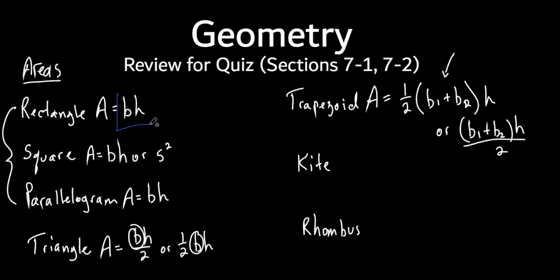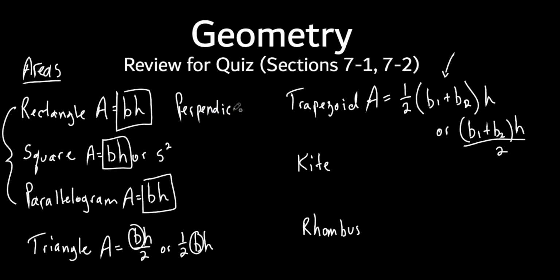One thing I forgot to mention: what must be true about the base and the height for all of these? They must be perpendicular to each other. So for all three of these, triangle as well, trapezoid as well, anytime you have a base and the height, they have to be perpendicular to each other. That's very important as well.